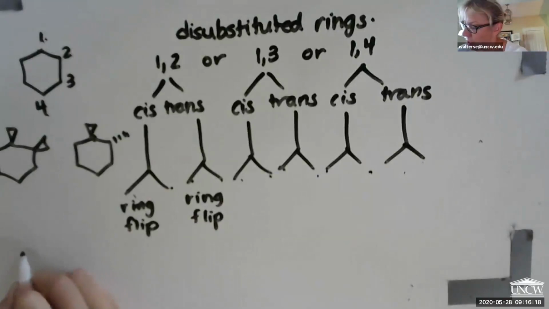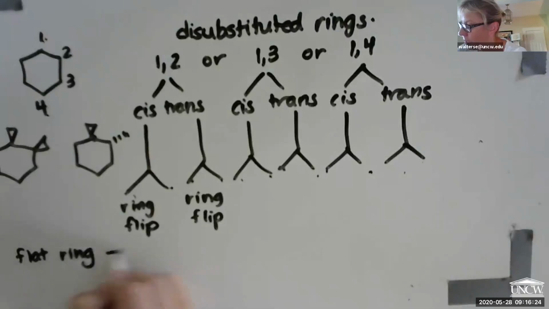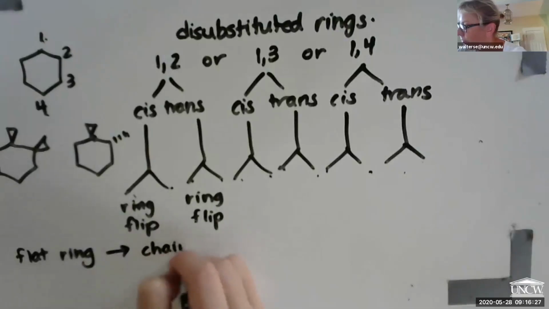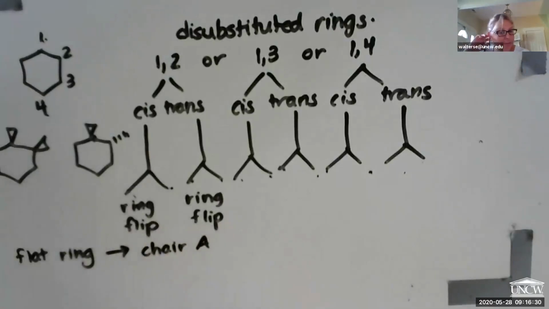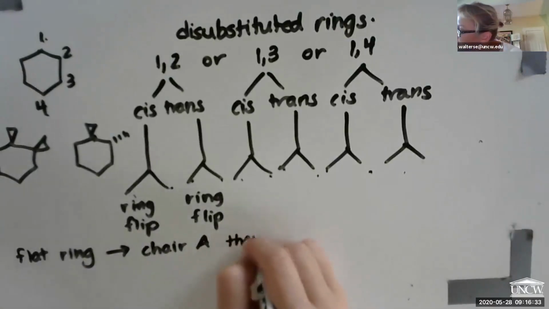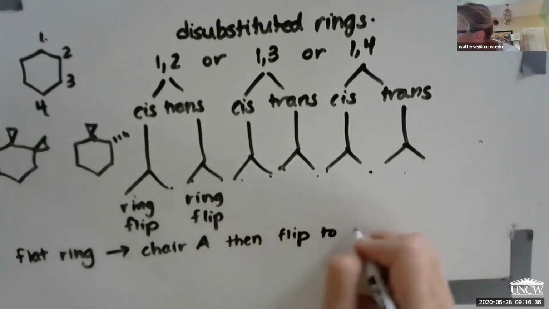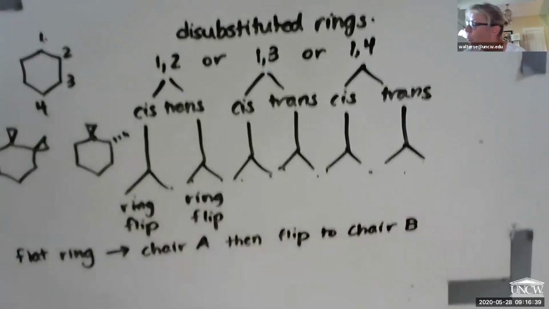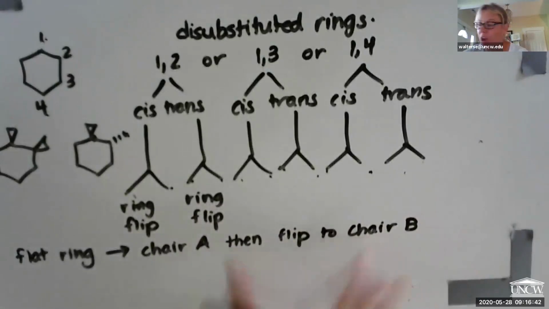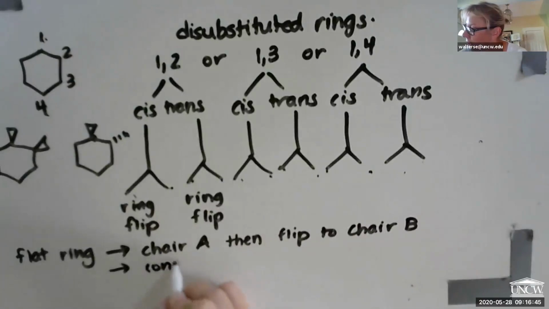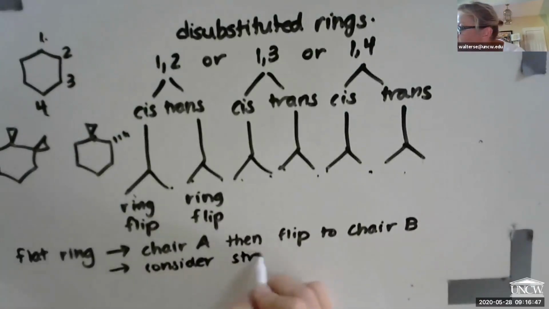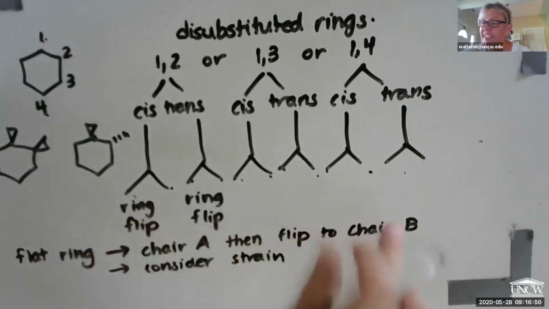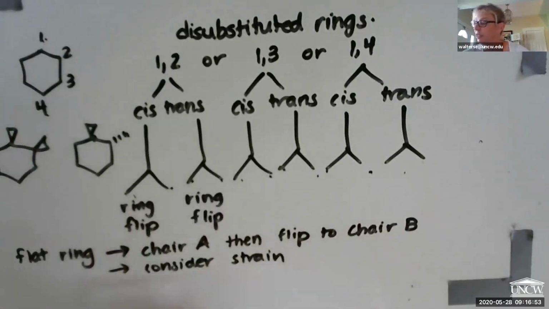So what we're going to do for our analysis is take our flat ring, draw it as a chair, and we'll just say chair A. Then flip to chair B. And only after you have those two things drawn, consider the strain. Now, some of the sets are easier than others, but I still think working through the analysis is a better approach.